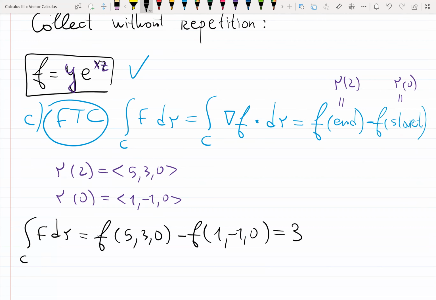It is going to be 3e to the 5 times 0, minus 1 times e to the 1 times 0, which is 3 plus 1, which is 4. And you found it.